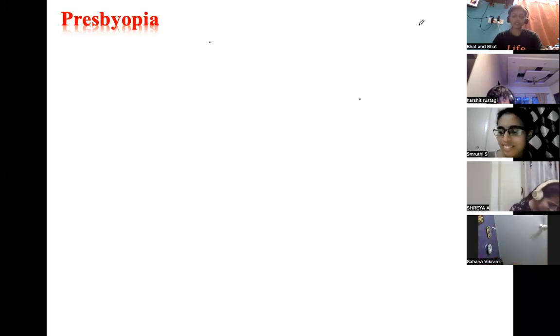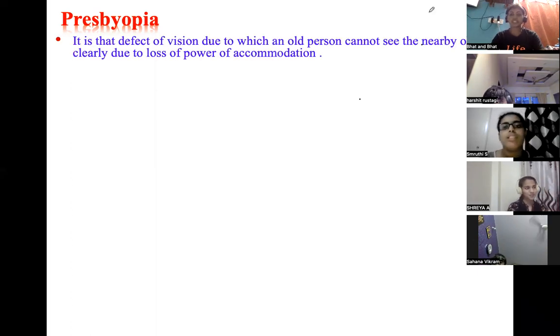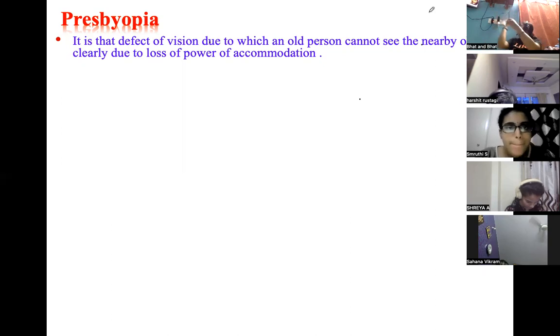Okay. So presbyopia is a defect due to aging. Presbyopia occurs due to aging. So a person with presbyopia will not be able to see both, meaning they will have both problems. They cannot see things which are nearby, and things which are far also.